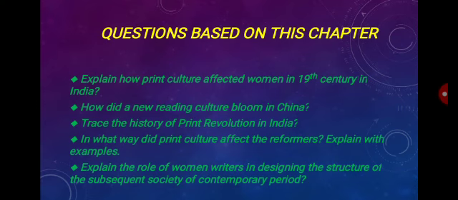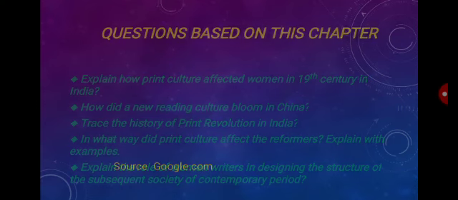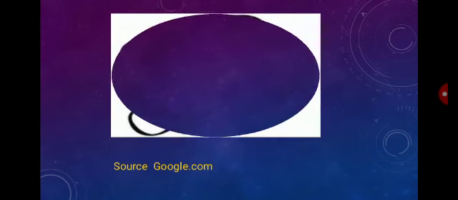How did a new reading culture bloom in China? Trace the history of print revolution in India. In what way did print culture affect the reformers? Explain with examples. Explain the role of women writers in designing the structure of the subsequent society of contemporary period. Students, answers of these questions I have already explained in the first and the second part of the chapter. So easily you can note down the answers of these questions.